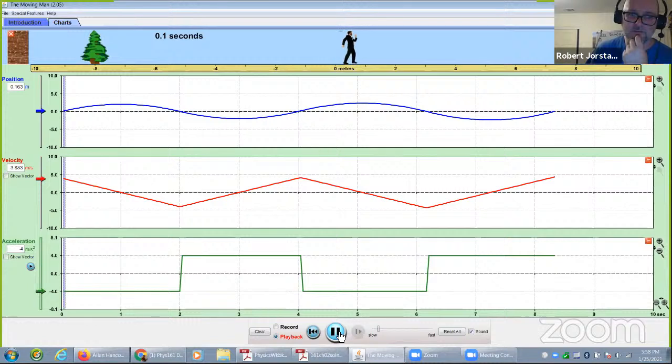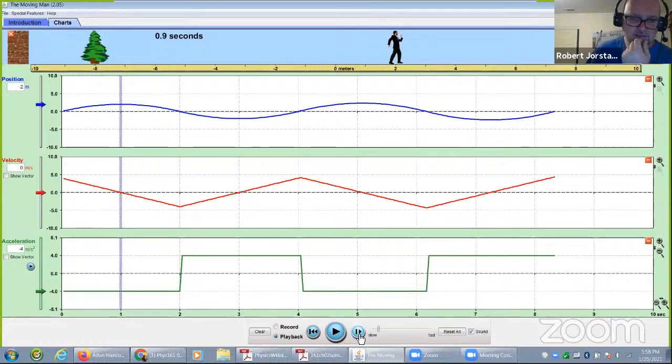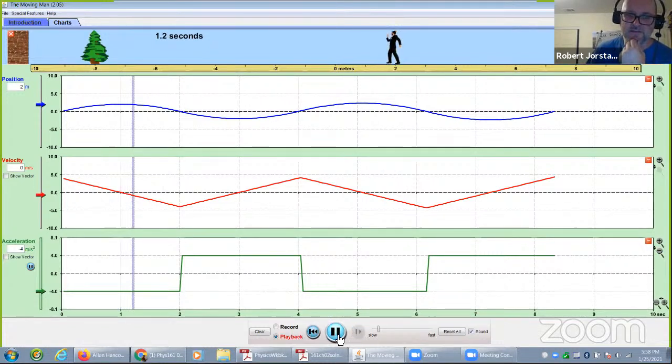So here we go. Slowing down. And then right here, he comes to rest for a second. See how the guy's just standing still for a split second? Now it's going to speed up to the left.